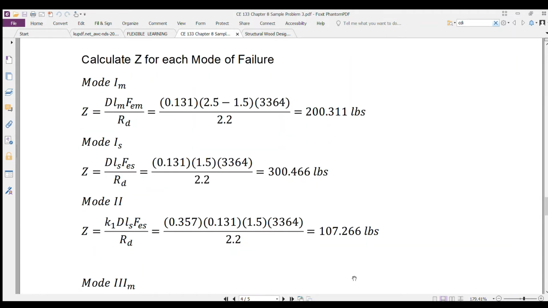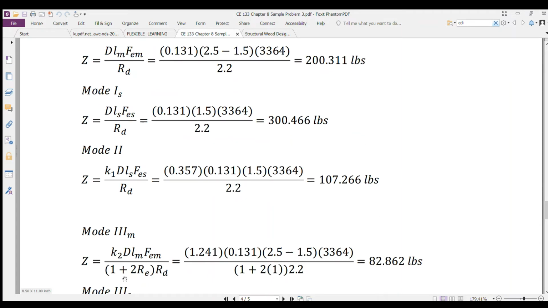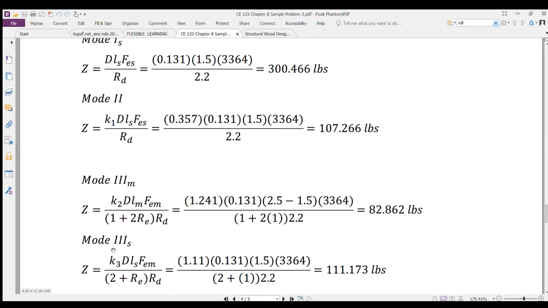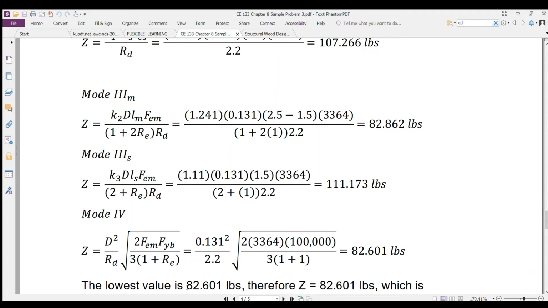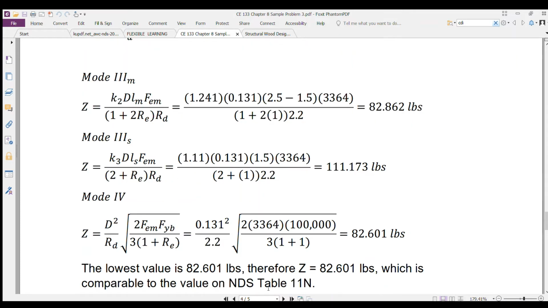And mode 3 main, so substituting the variables, we yield a value of 82.862 pounds. And mode 3 for the side member, replacing also these variables, will yield a value of 111.173. And last, for mode 4, using these equations and replacing the variables, we have a value of 82.601 pounds. So the lowest value is 82.601 pounds. Therefore, the value of Z is 82.601 pounds, which is comparable to the value of NDS in table 11N.